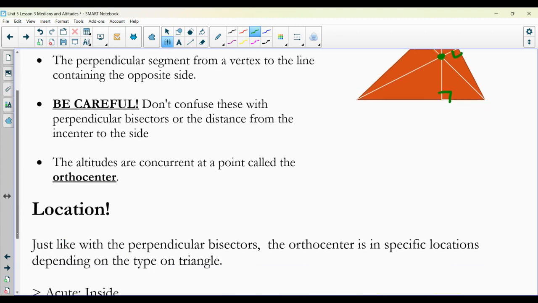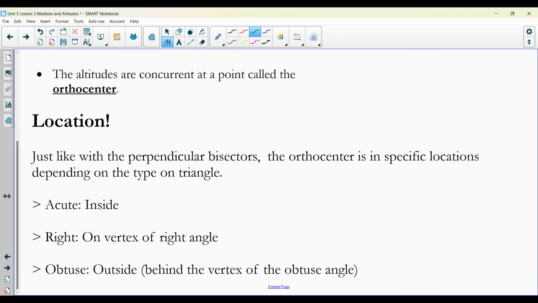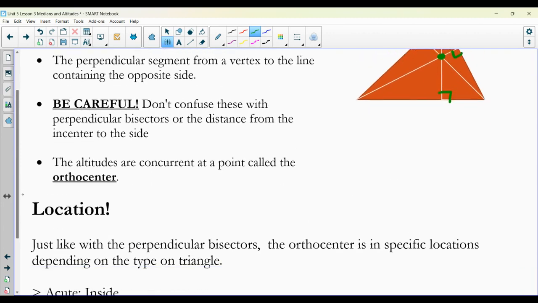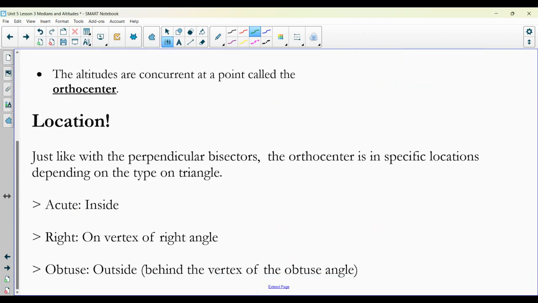So altitudes. We learned that, or will learn that, perpendicular bisectors met in specific locations depending upon the type of triangle. So just like the circumcenter, the orthocenter is actually located in specific locations depending upon the triangle. For acute triangles, it's on the inside, just like the picture above. Up here, it's on the inside of the acute triangle. If it's a right triangle, it's actually on the vertex of the right angle. So the corner that has the right angle is the orthocenter of the right triangle.